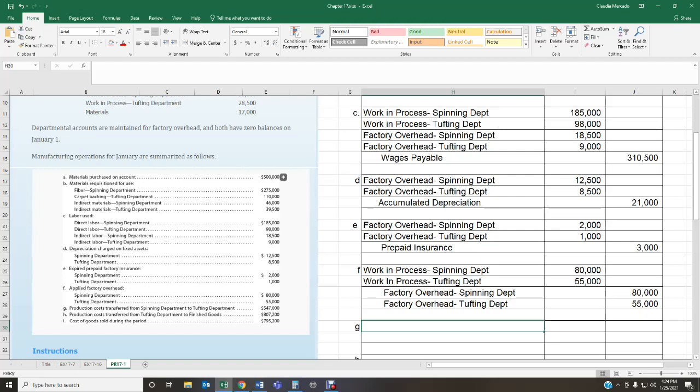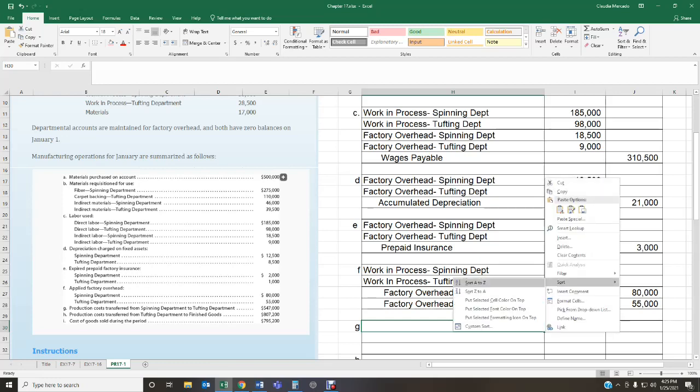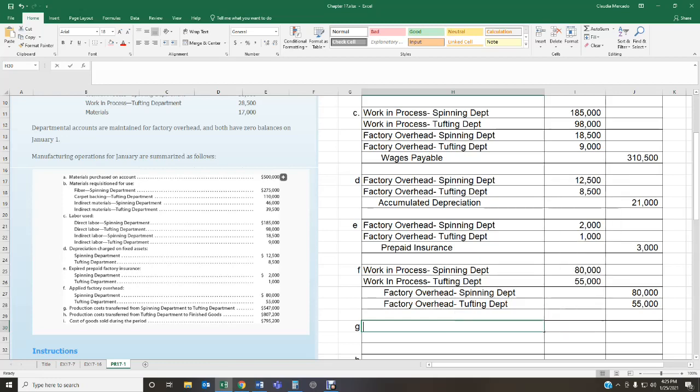$547,000. So where are we putting the money into? Where are we putting the expense into? Now we're transferring the cost from spinning to tufting. So tufting is going to obtain, sorry about that. The balance for the working process in the tufting department is going to increase because we're transferring the balance from spinning to tufting. So the tufting department working process balance is going to increase by 547,000.